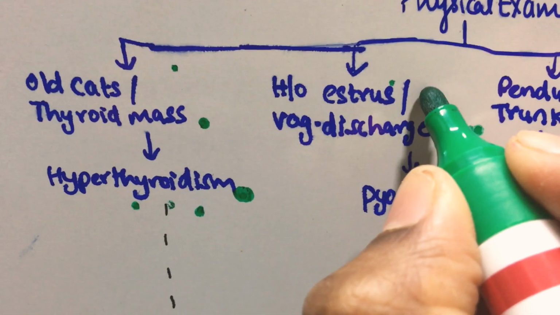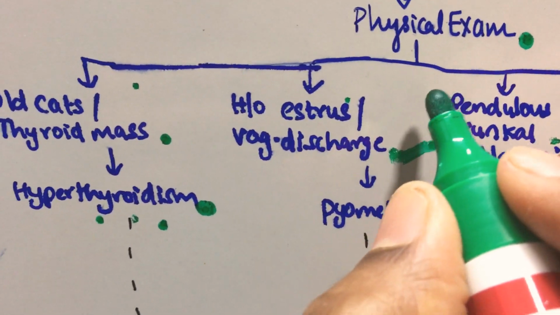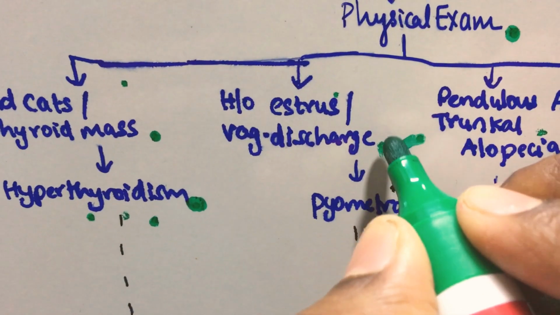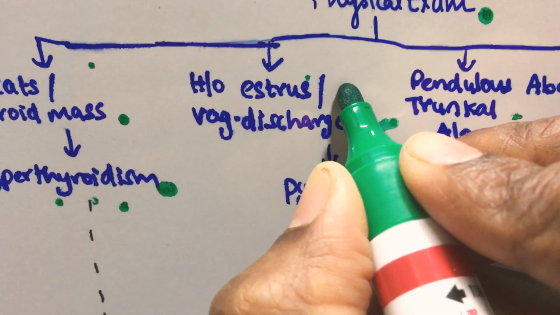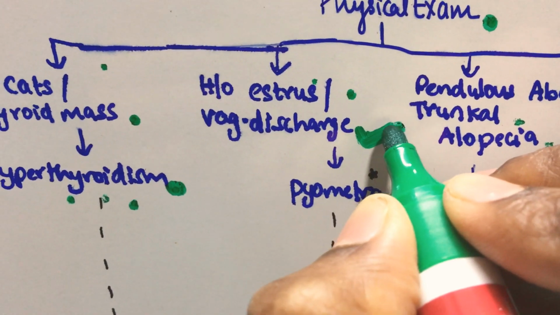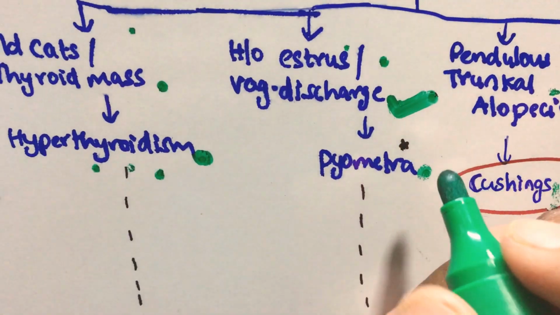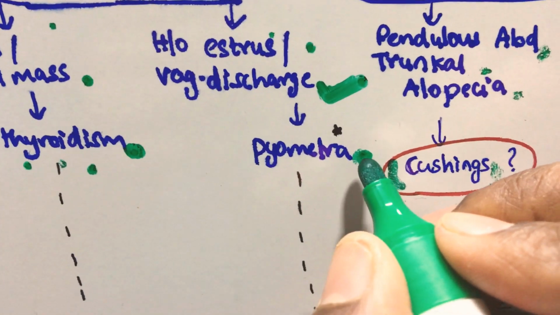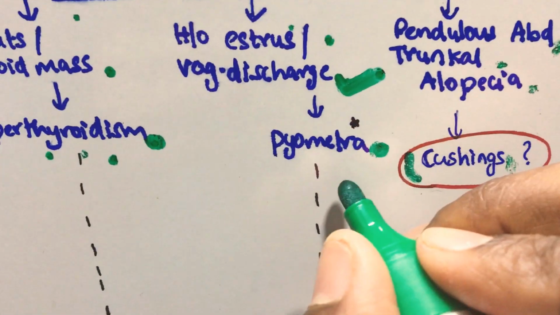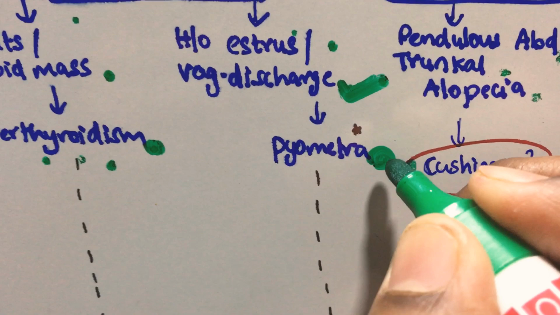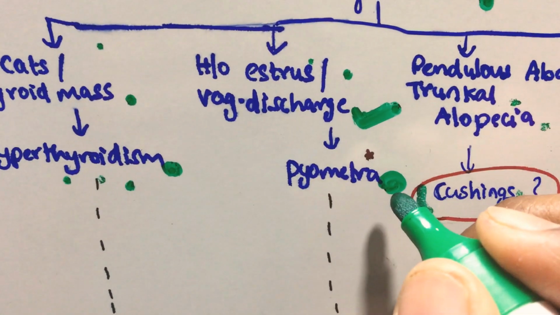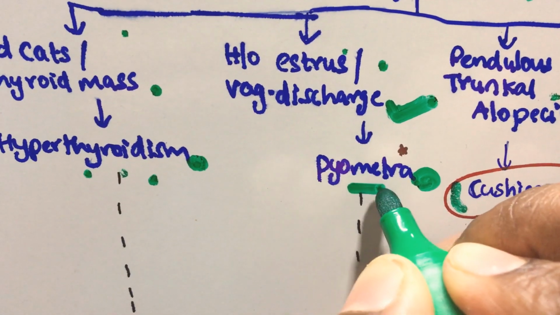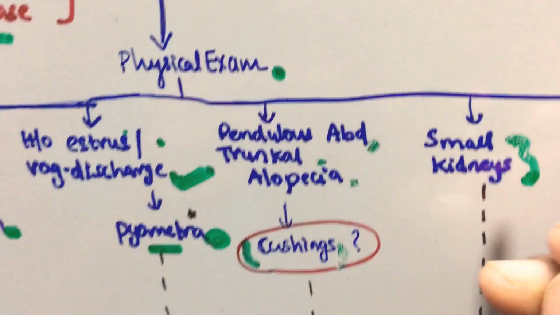Secondly, if a dog is an intact female of middle to old age and it has a recent history of estrus or abnormal vaginal discharge, then the first thing you need to rule out is pyometra. What will you do to rule out pyometra? You will go for abdominal imaging. If the abdominal imaging shows signs of pyometra, then the cause of PUPD is confirmed.